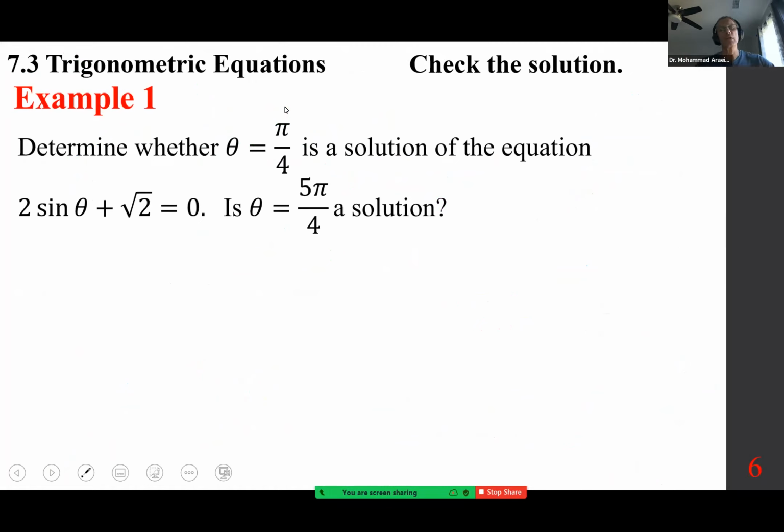So let's start with the basic question that we have seen even in algebra. Determine whether theta equals pi over 4 is a solution of the equation. And then how about 5 pi over 4? So if you recall, a solution of an equation satisfies the equation. Simply put, let's plug in pi over 4.